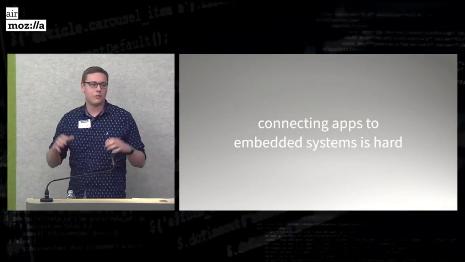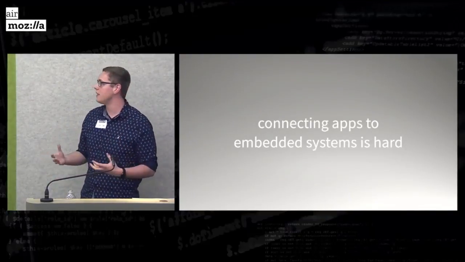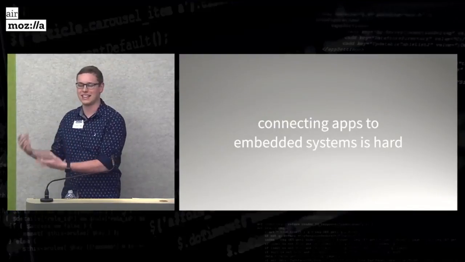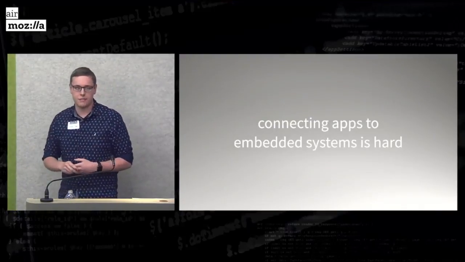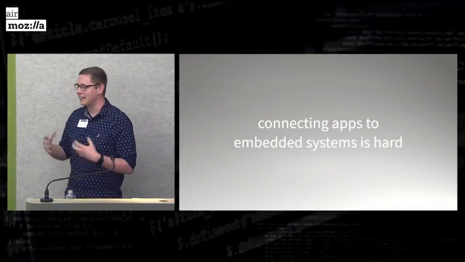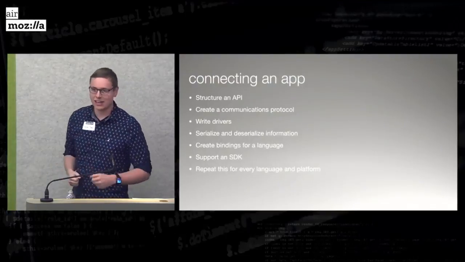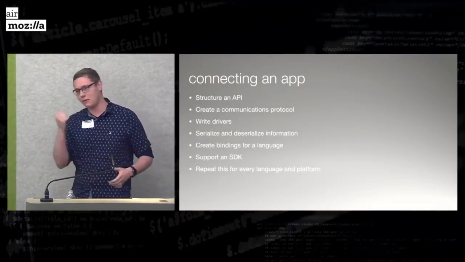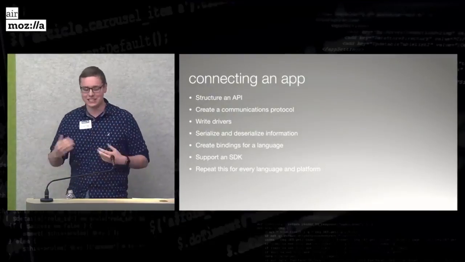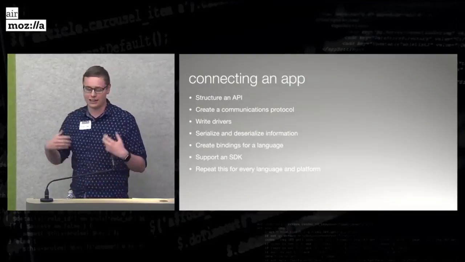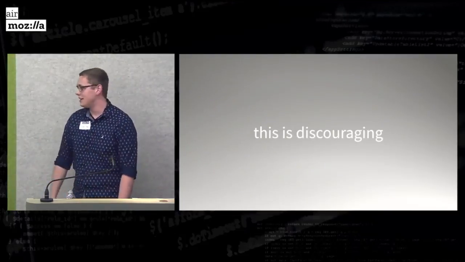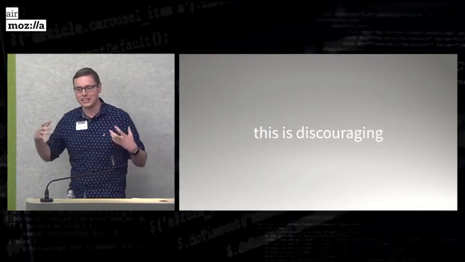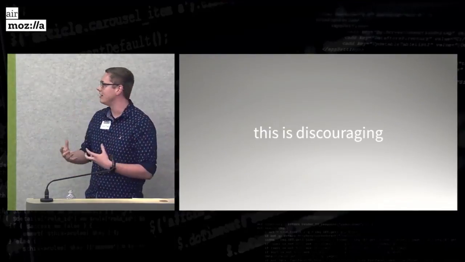So out of all the things that an embedded system is used for, the most common thing we see is connecting some sort of application, a web app, a mobile app, a desktop app, to some sort of embedded hardware to get sensor data or display something on a display. And ironically, even though that's the primary use case, connecting apps to embedded systems is actually really, really difficult. To connect an app to an embedded system, you have to structure an API, create a communications protocol, write drivers, serialize and deserialize information, create bindings for a language, support an SDK. And then you've got to repeat this over and over again for each language and each platform that you want to support. And this is pretty discouraging. I know a lot of people who are really interested in doing awesome embedded projects, but they're deterred from the fact that it's super difficult to get an app to communicate with an embedded device.